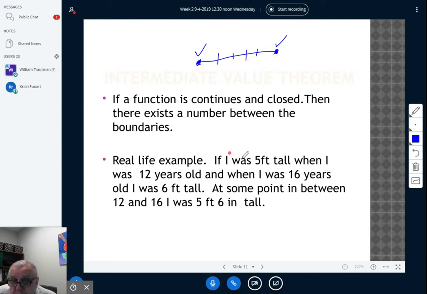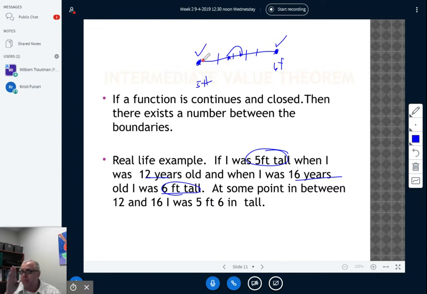Here's a real life example of that. If I was 5 foot tall when I was 12 years old, and then when I was 16 years old, I was 6 foot tall. Right here, I was 5 foot tall. Here, I was 6 foot tall. At some point, I was 5'6". I didn't just go from 5'5" to 5'7". I didn't jump.